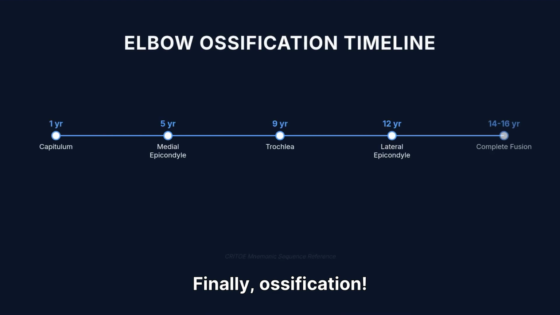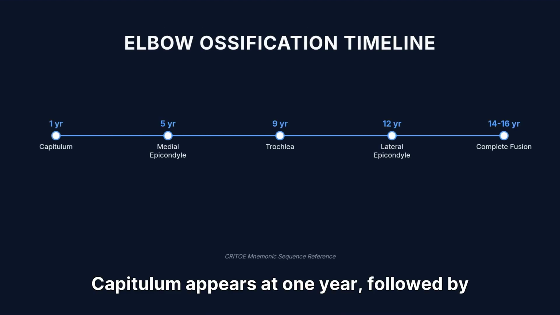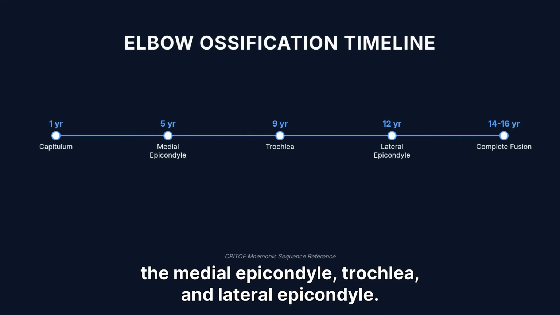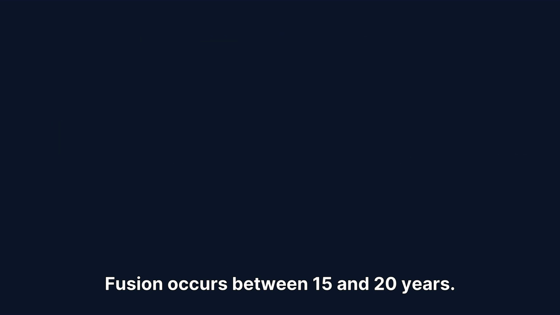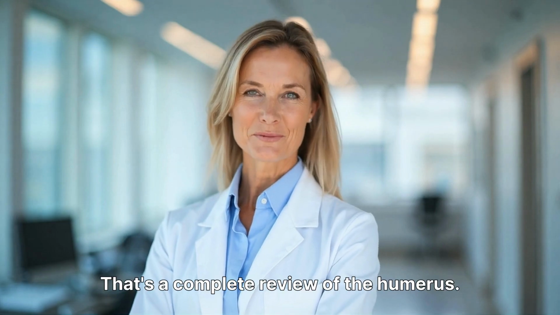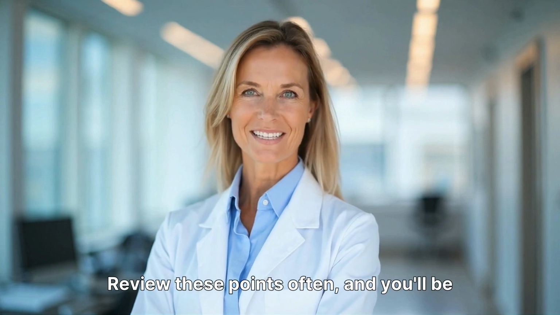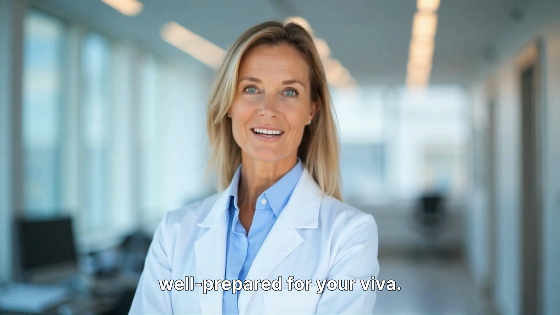Finally, ossification. Capitulum appears at 1 year, followed by the medial epicondyle, trochlea, and lateral epicondyle. Fusion occurs between 15 and 20 years. That's a complete review of the humerus. Review these points often, and you'll be well prepared for your Viva. Good luck!